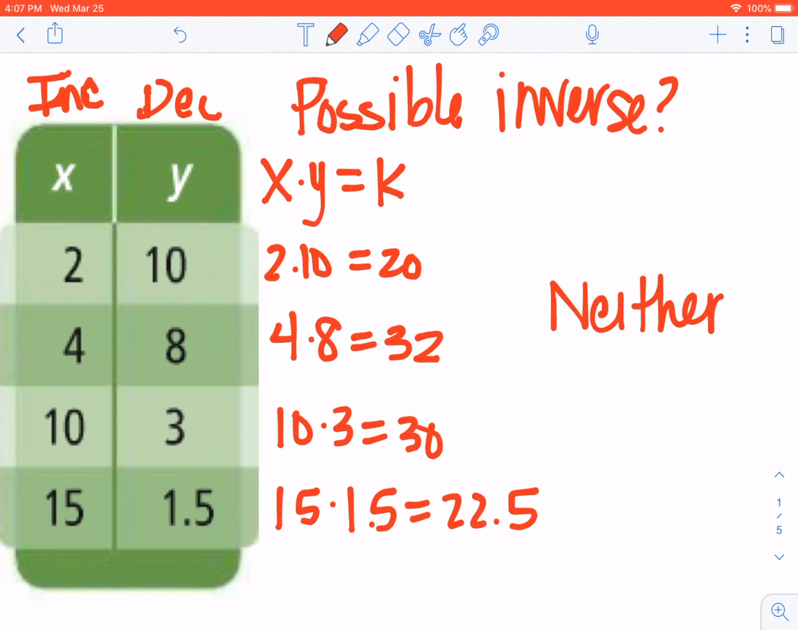It was not direct variation because they were not both increasing or both decreasing. Okay, and then it didn't fit into the inverse variation where x times y is equal to k. And so it has to be neither. And when it's neither, we do not have a function for it, or a k value or constant of variation, we just write neither, and that's the end.